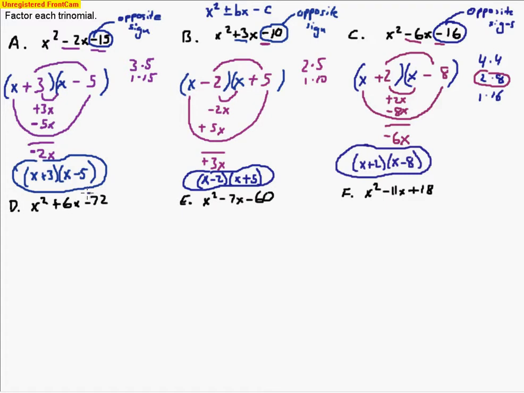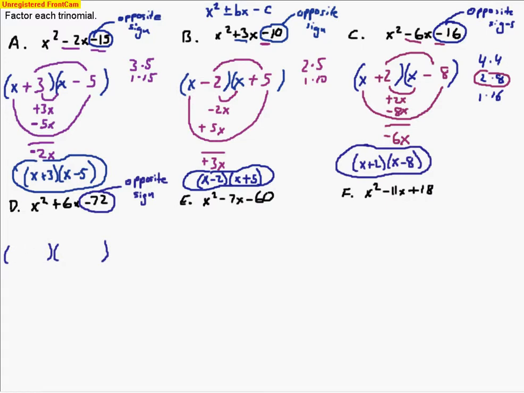A little tougher problem here because we have a bigger number, more factors of 72 than there are of 10, 16, or 15. But we look at the sign in front, and that sign in front tells us that we're dealing with opposite signs. Opposite signs, when we're talking about adding or subtracting, we're thinking of subtraction because opposite signs tell me to subtract. Same signs tell me to add.